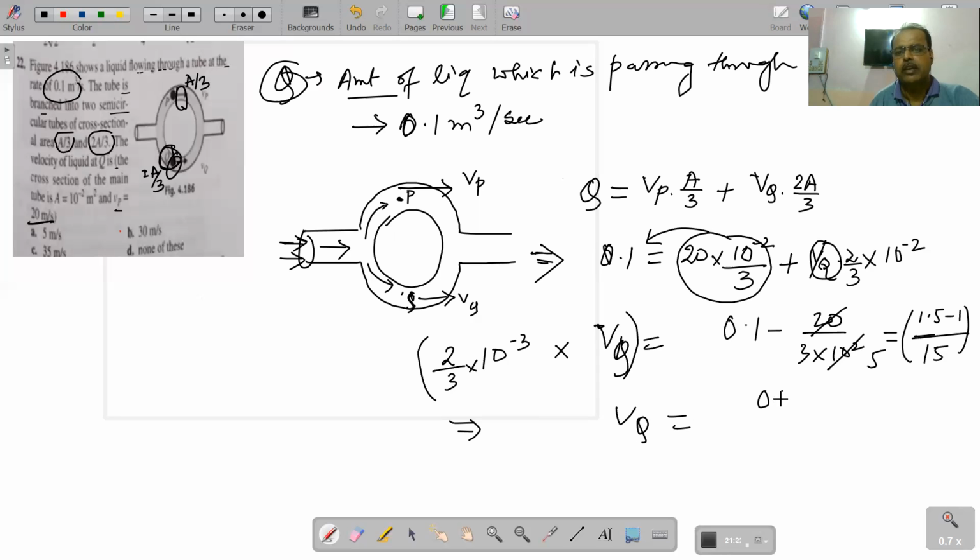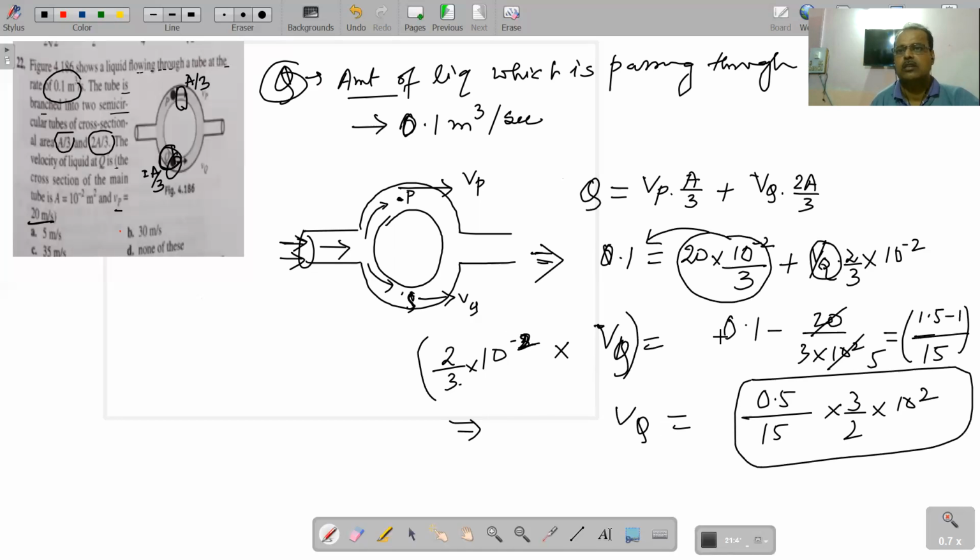it comes down to 0.5 divided by 15, cross multiplied by 3 by 2, and here it will be into 10 square. By mistake I mentioned 10, it will be 10 to the power minus 2, so it will be 10 square. So this will be the entire result for the velocity VQ. So the value of VQ, if you strike it out, ultimately comes down to 30 meter per second. Here you see that option B is given as 30 meter per second. If we check the options over here, it will be option B. So now you get to know that option B is the correct option for this problem.